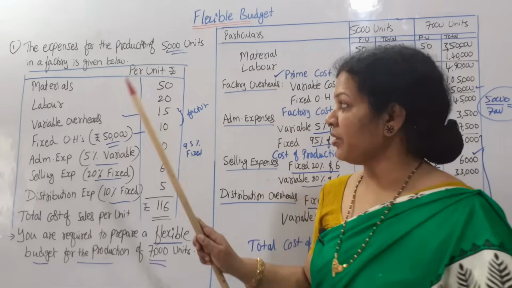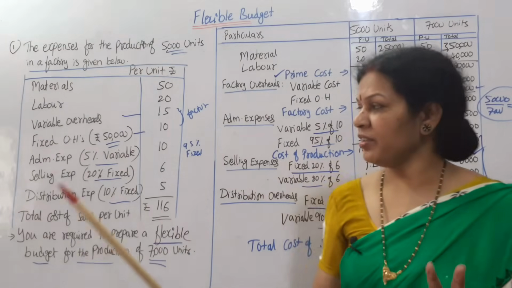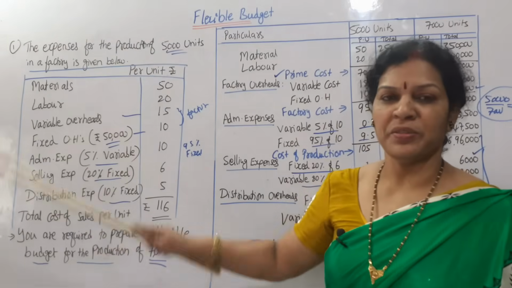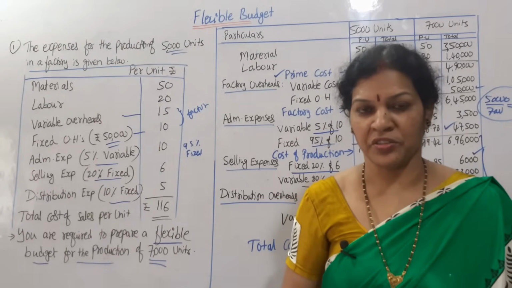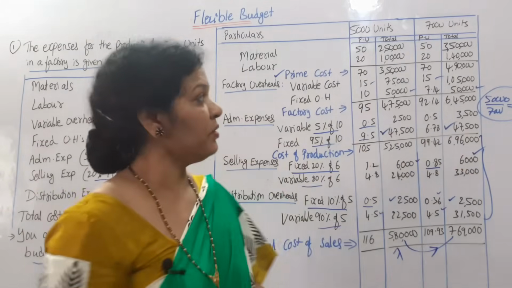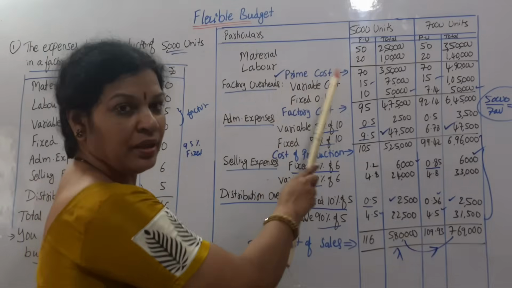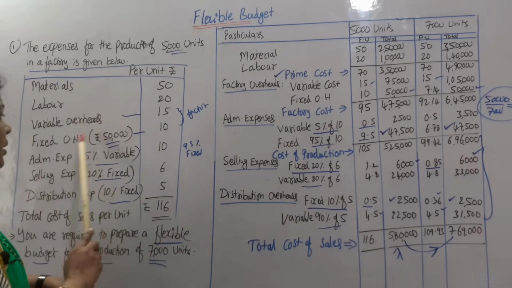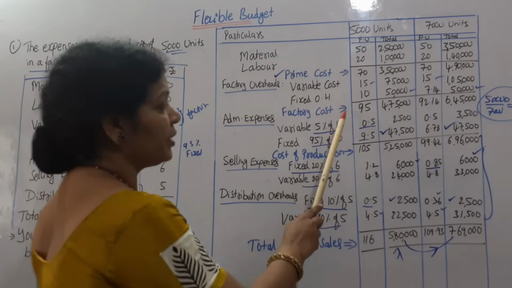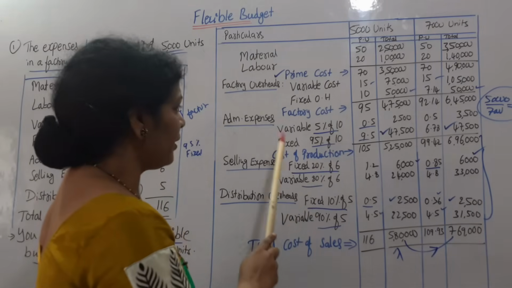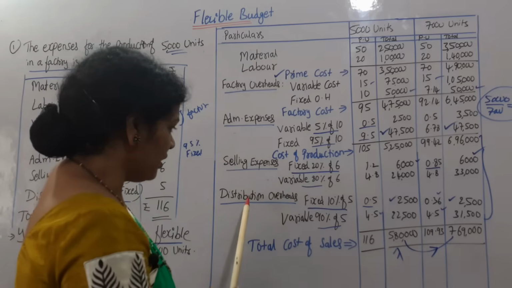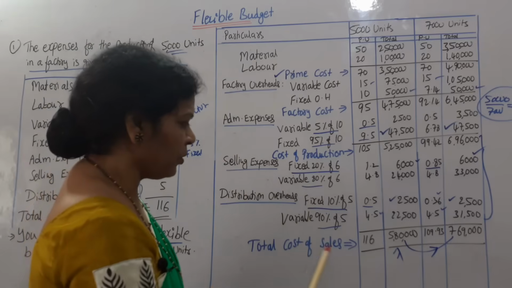See my dear students, what is given to us is important. Some expenses are given, and total cost is given. The same expenses we are presenting as per the cost sheet data. How have we presented? First, material and labor as prime cost, and overheads. Overheads, variable and fixed together, give you factory cost. If you add administrative expenses, you get cost of production. To that, if we add selling and distribution expenses, you get total cost of sales.